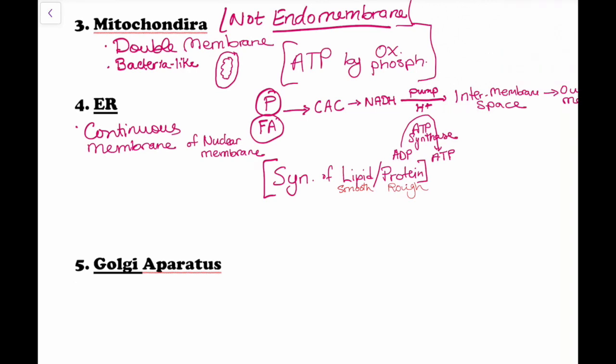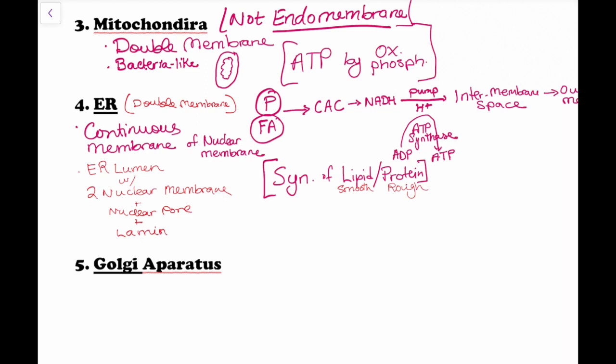And then ER, we have few structures you have to know. You have an ER lumen with its two nuclear membranes. So this one is also double membrane, like the nucleus and the mitochondria, whereas nucleolus was non-membranous. So as a nuclear membrane, your nuclear pore, and the supporting lamina. And I will show you an image later with this ER lumen.